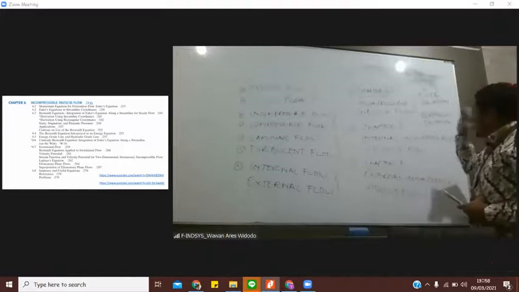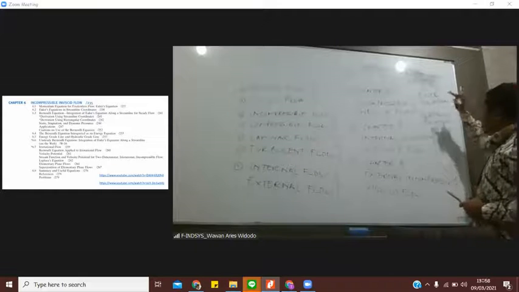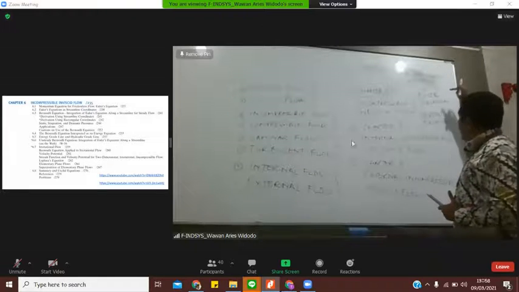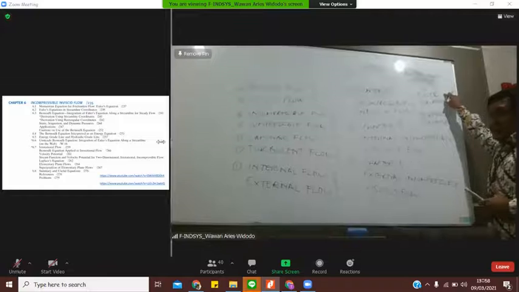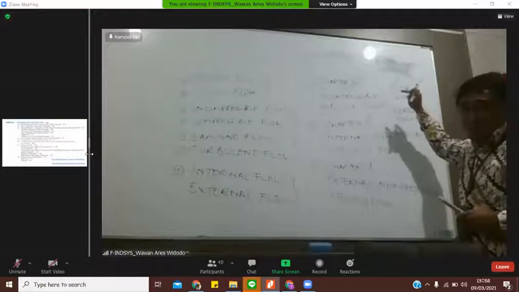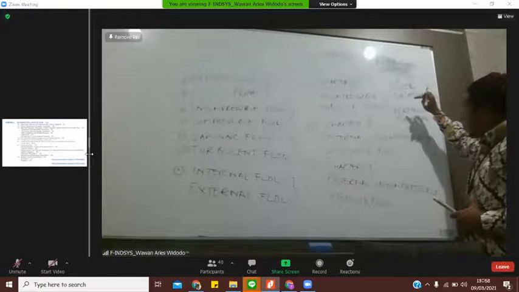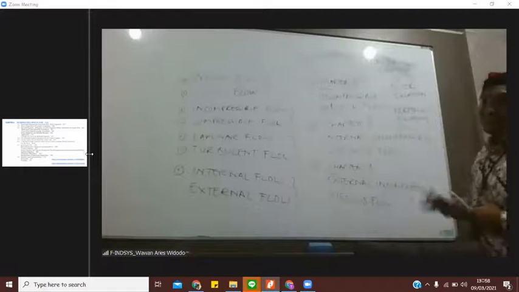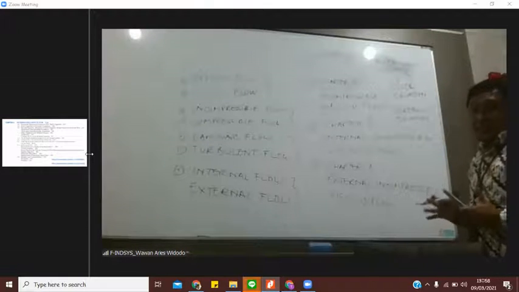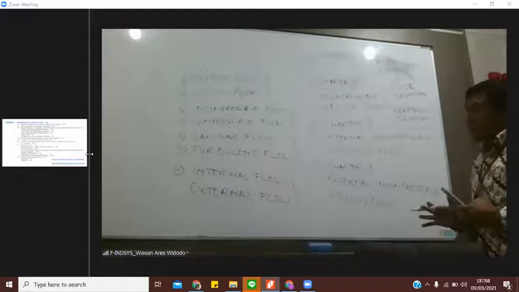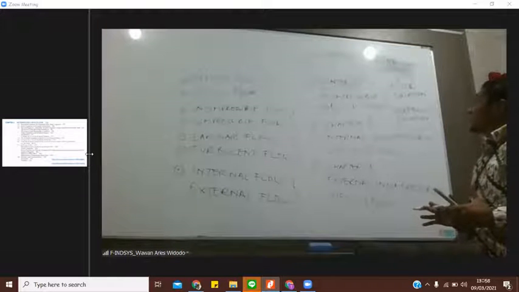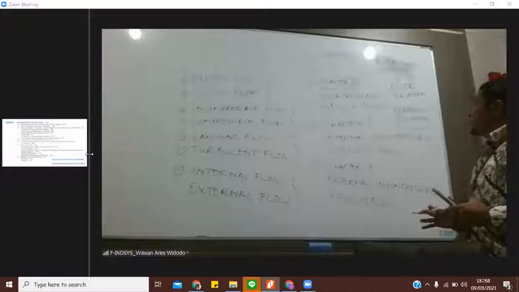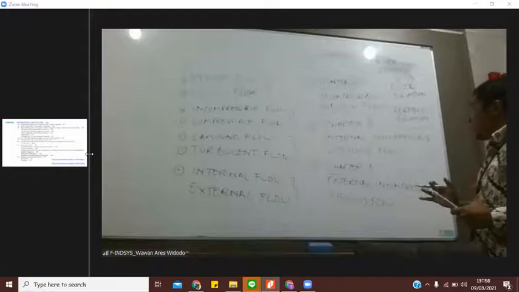From the Navier-Stokes equation you can create the Euler equation with a specific assumption, and then we can set it up to become the Bernoulli equation. This is very important for you. We have three equations: Navier-Stokes, Euler equation, and Bernoulli equation.